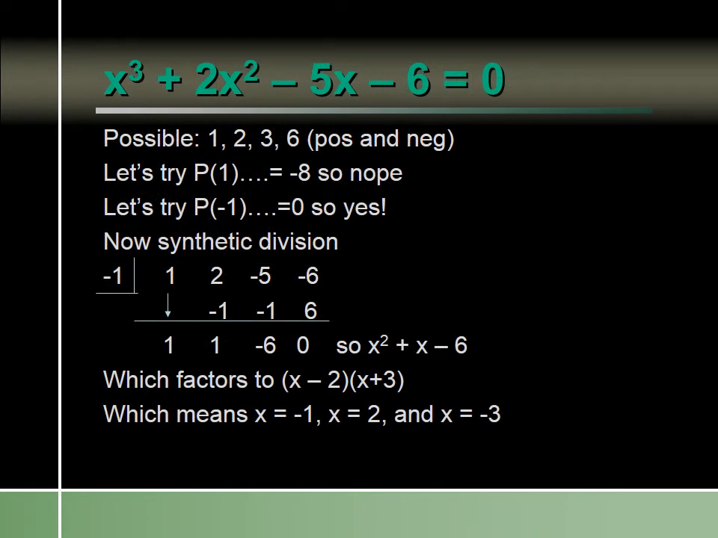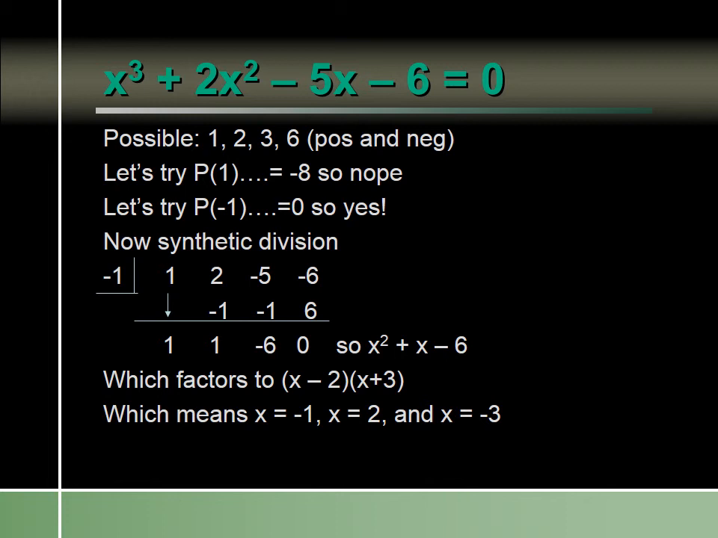Let's look at one more problem. x cubed plus 2x squared minus 5x minus 6. First, get our possible factors: 1, 2, 3, and 6, positive and negative. So let's try 1, okay? It worked last time. So 1 cubed plus 2 times 1 squared minus 5 times 1 minus 6. Oh, that is equal to negative 8. So no, 1 is not a possible a value.